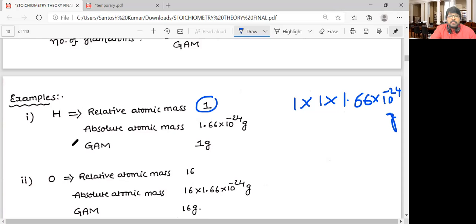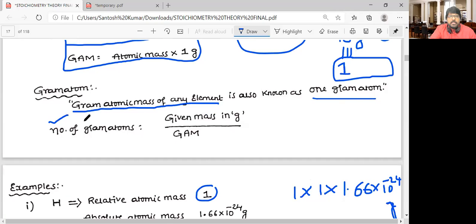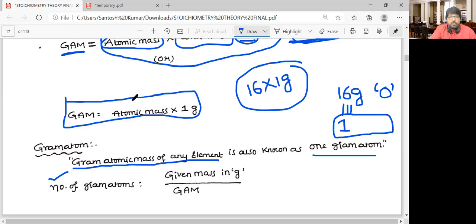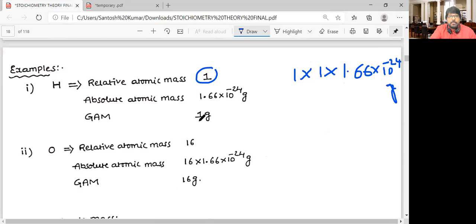But a gram atomic mass, already told you here, every time we cannot. Gram atomic mass is equal to relative atomic mass into 1 gram. Again, this should be multiplied by Avogadro number. You'll get 1 gram. Right?